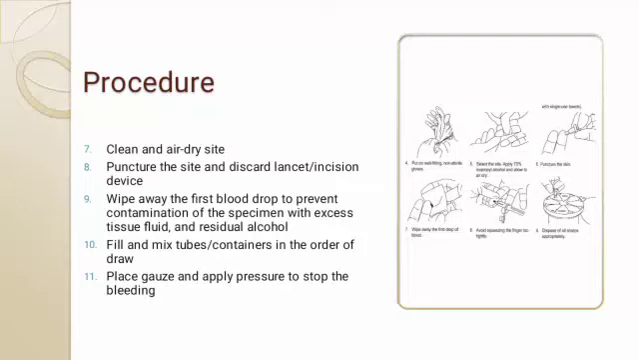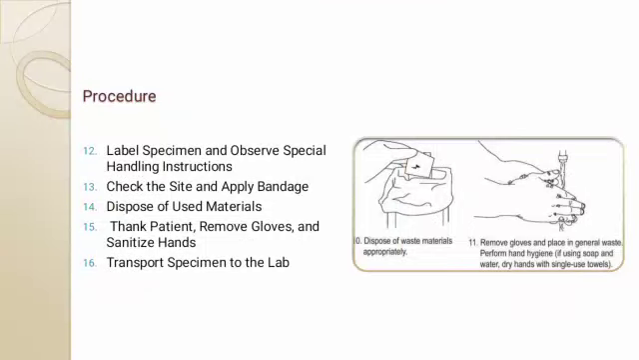Wipe away the first blood drop to prevent contamination of the specimen with excess tissue fluid and residual alcohol. Fill and mix tube containers in the order of draw. Place the gauze and apply pressure to stop the bleeding. Label the specimen and observe special handling instructions. Check the site and apply a bandage. Dispose of used materials. Thank the patient, remove gloves and sanitize hands. Transport the specimen to the lab.